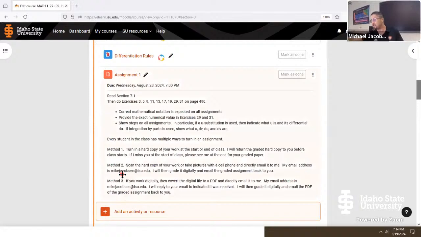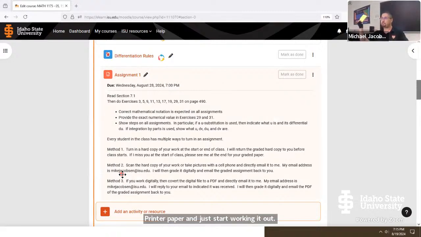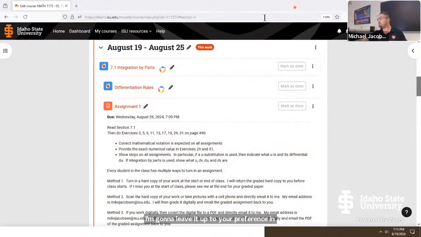So second method, oh, sorry, question first. I'm okay with different ways of turning in. For me personally, this is my personal preference: when I'm doing math, I just take a completely blank piece of printer paper and start working it out. So if that works out for you, just fine. If lined notebook paper is better, go for that. I'm going to leave it up to your preference in this class. Other questions so far?